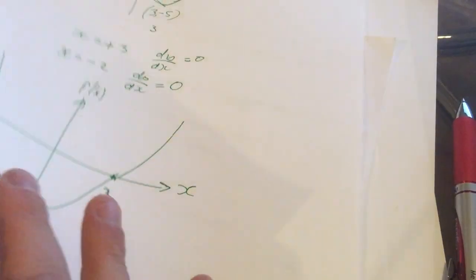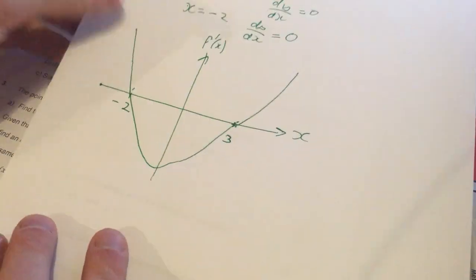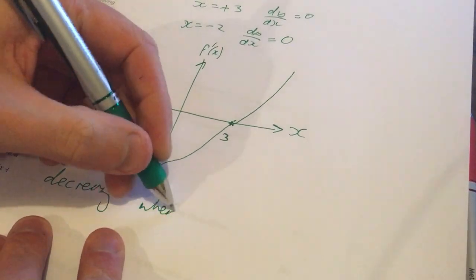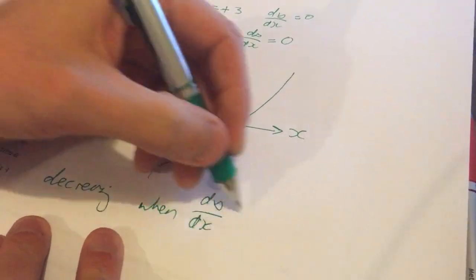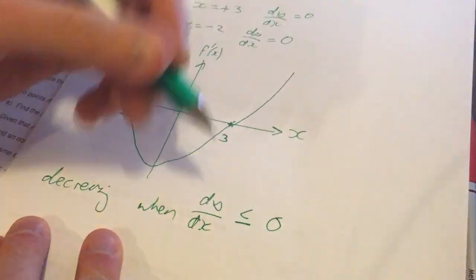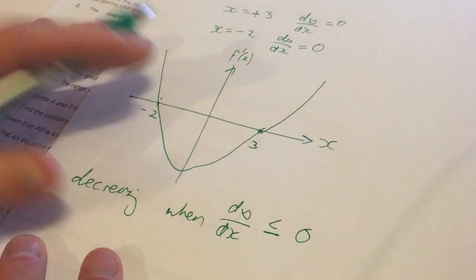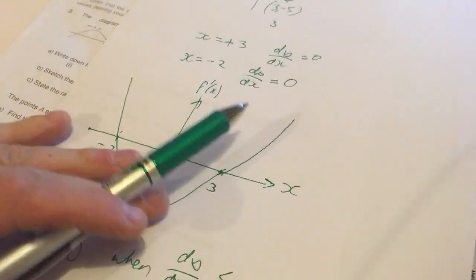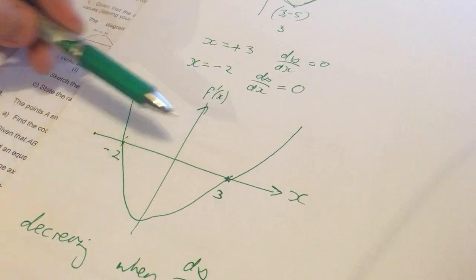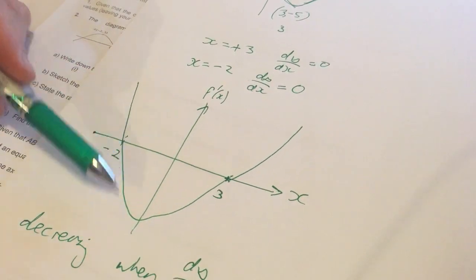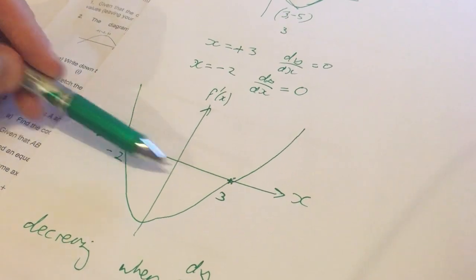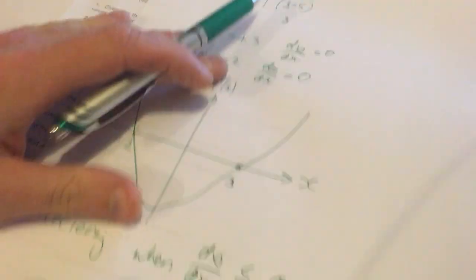Cool, last bit. State the range of values for which it's a decreasing function. So decreasing when dy by dx is less than or equal to 0. So a lot of you forgot the equals to bit there. So decreasing is going to be when the dy dx, so if you look, here's dy dx, is less than or equal to 0. So that's all of this bit here. So it's going to have a negative gradient when x is greater than or equal to minus 2 and less than or equal to 3.